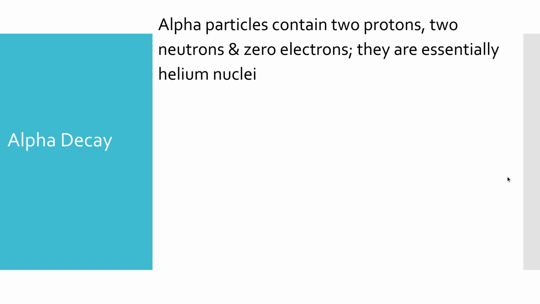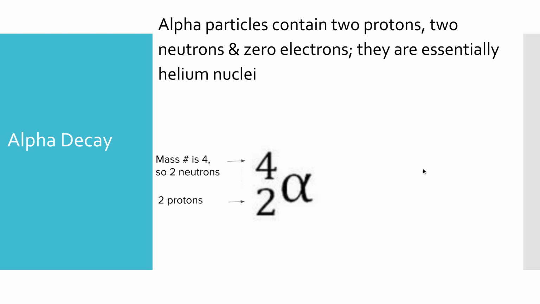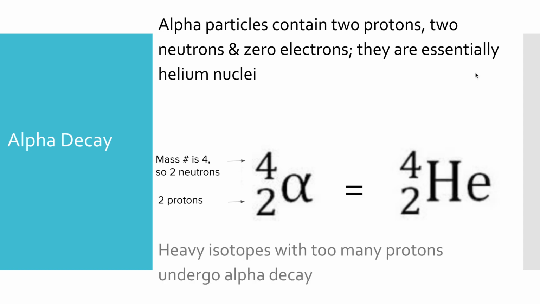An alpha particle contains 2 protons and 2 neutrons and 0 electrons, which means alpha particles are basically helium nuclei. And that's the way I'm going to write an alpha particle. Remember that the bottom number is the atomic number, the number of protons, and the top number is the number of protons plus neutrons, the mass number. Because an alpha particle has 2 protons and 2 neutrons, it has a mass number of 4. So I can write it just like a helium nucleus because it is a helium nucleus, essentially.